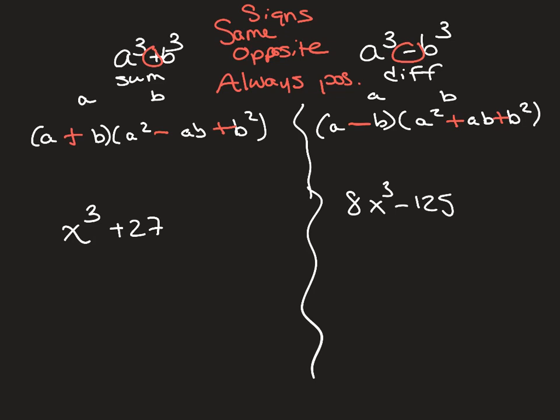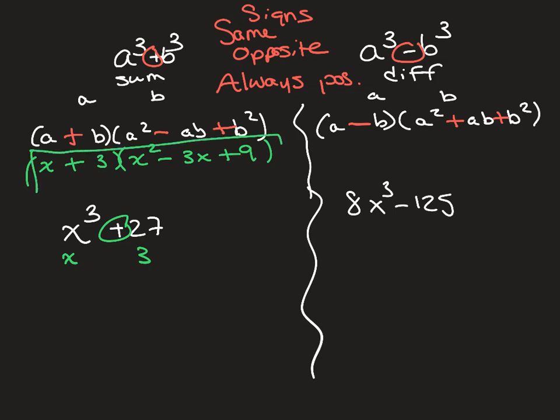So let's try this. Cube root of x cubed is x, cube root of 27. What times what is 27? It's 3. So we're going to use our pattern, and in this case, a is going to become an x, and b is going to become a 3. And then this would be x squared, 3x, and b squared, 3 squared is 9. So this was a plus. Same, opposite, always positive. This is your answer.